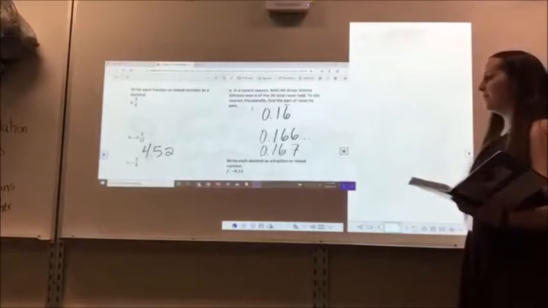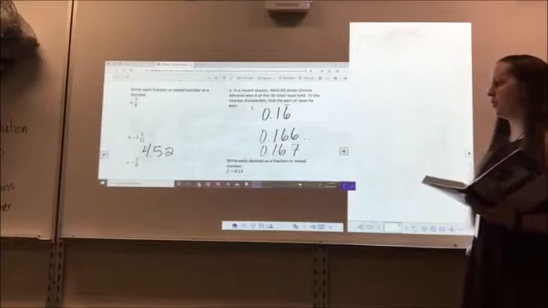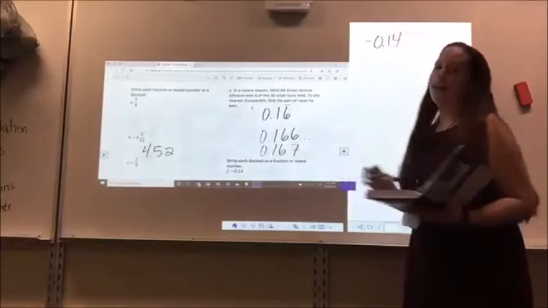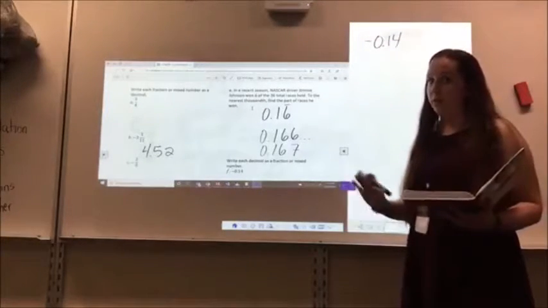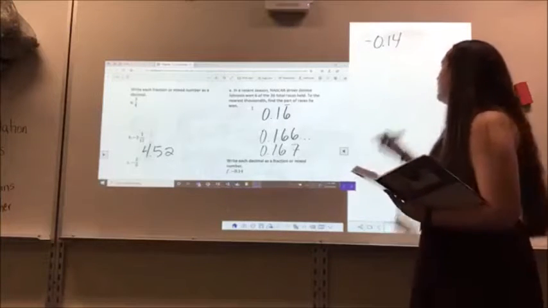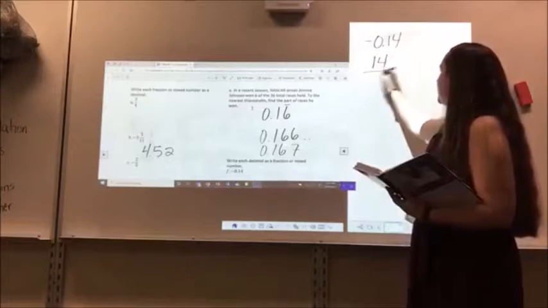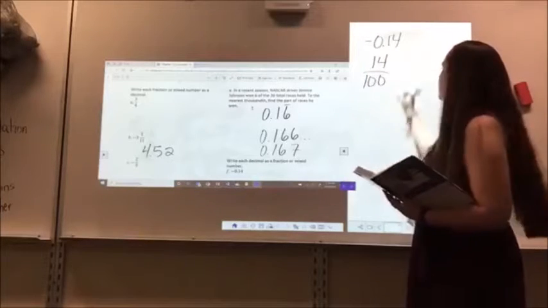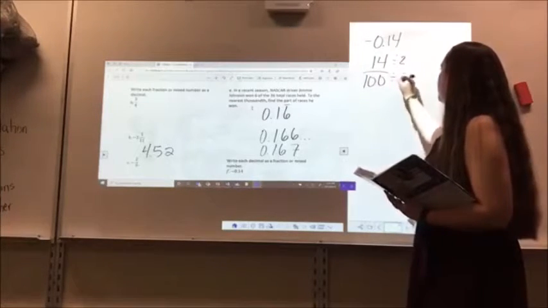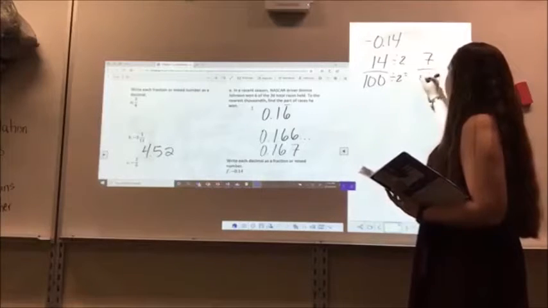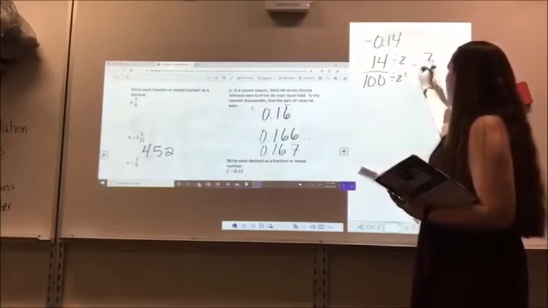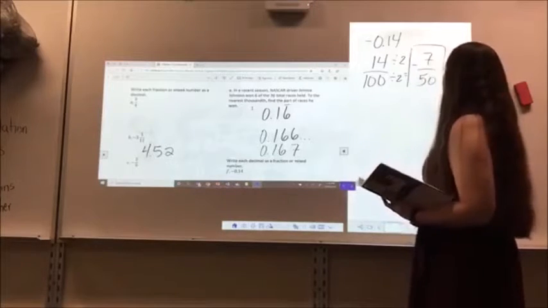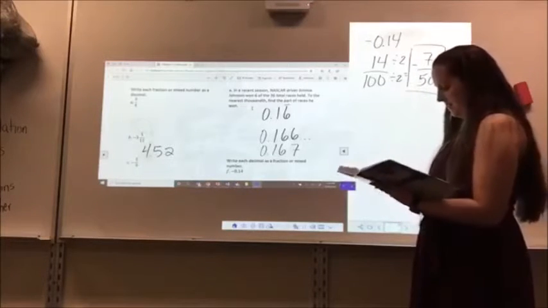All right, letter F says write each decimal as a fraction or mixed number. Okay. Again, I'm going to ignore the negative sign. So I have 14 over, and there's 1, 2, so that means 2 zeros. I can simplify by dividing both of these by 2, so I get 7 over 50, and there was a negative sign, so negative 7/50. Can't simplify it any further than that.